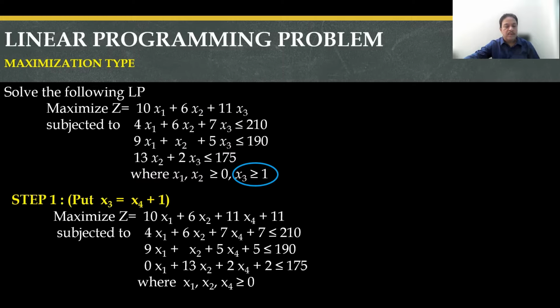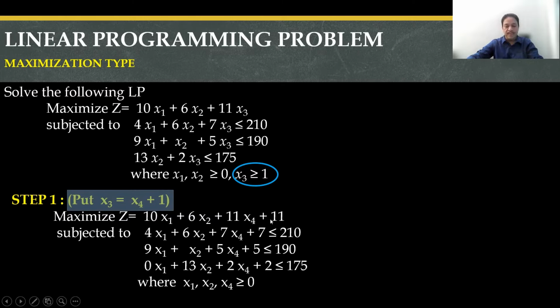Now we can see that the non-negativity constraints, x1, x2 and x4, are all greater than or equal to 0. So this has solved the problem of the lower bound, but it has created another problem. And the problem is we have this constant 11 in the objective function, which we have not seen up till now. And we also have these constants 7, 5 and 2 in the constraints. How do we resolve this? So what will we do?